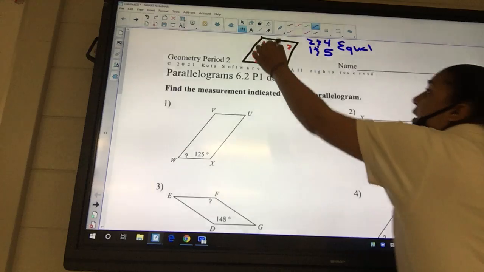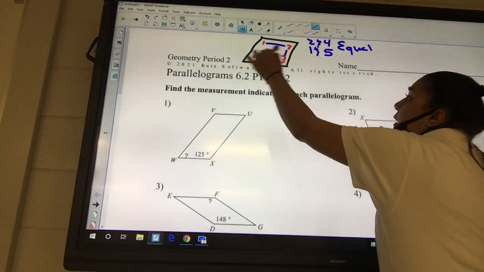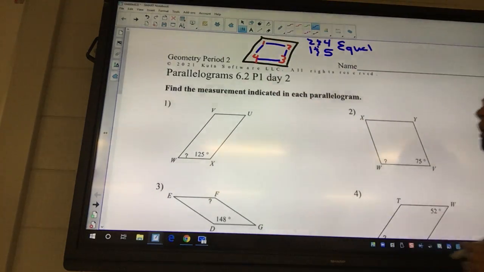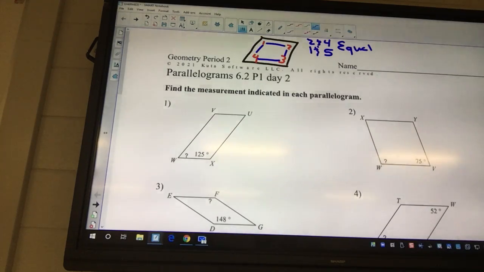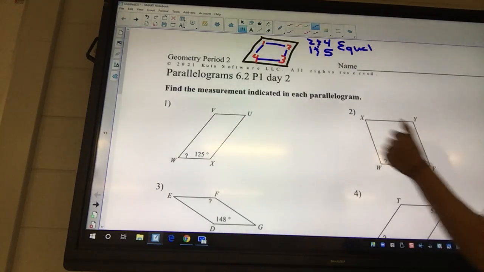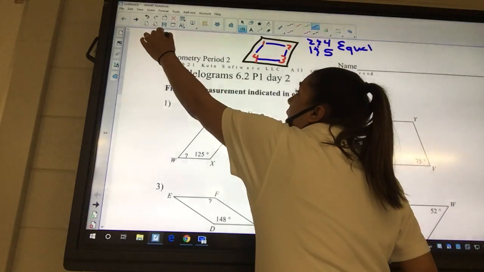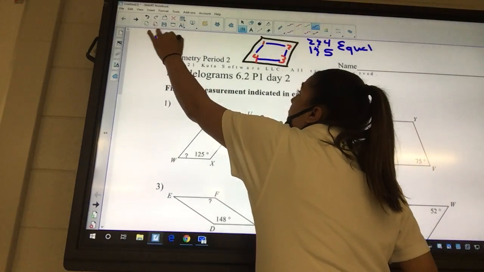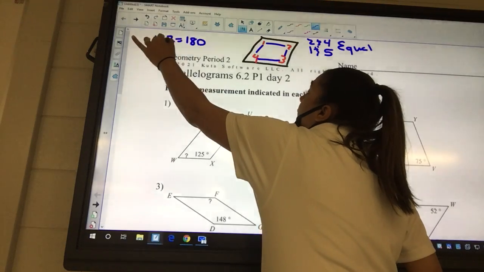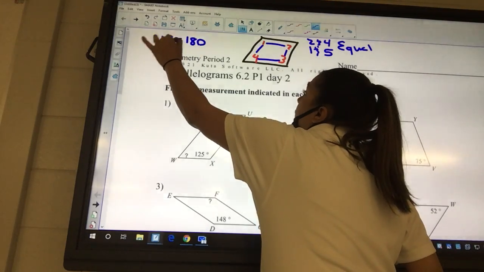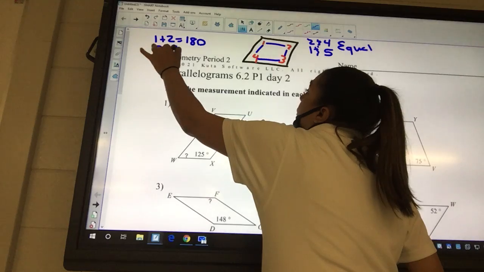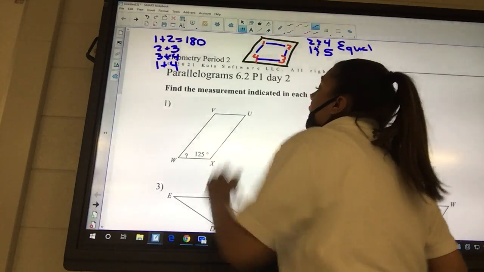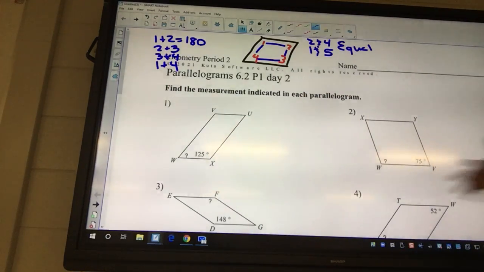Okay, and then we have same sides. So 1 and 2, 2 and 3, 3 and 4, 1 and 4. If they're same side, then what? They add up to be what? 180. So you could say 1 plus 2 would equal 180, and so on. 2 and 3, 3 and 4, 1 and 4. That's what we did yesterday. So the very first ones are a review.